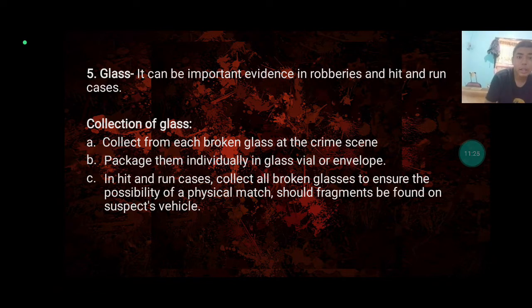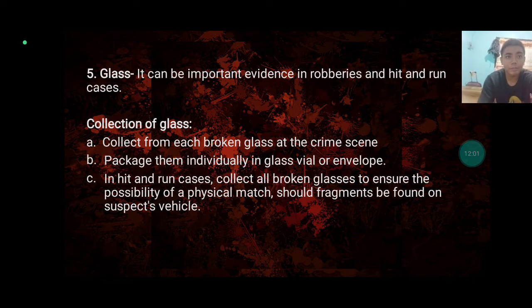So, next is the collection of the glass. Collect the broken glass at the crime scene and package the pieces individually in a glass vial or envelope. In hit and run cases, collect all broken glass to ensure the possibility of a physical match should fragments be found on the suspect vehicle.